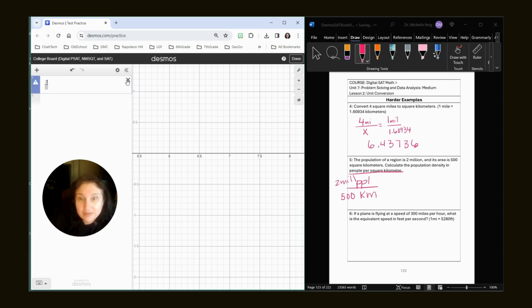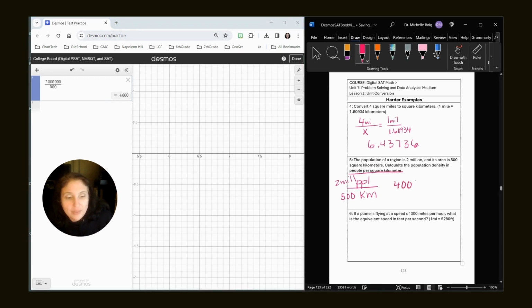So it's literally knowing how many zeros are in a million, to be honest. 2, and I always do this, 1, 2, 3 is 1,000. 1, 2, 3 is million. 500, and that's it. What's the population density? The population density is 4,000 people per square kilometer.